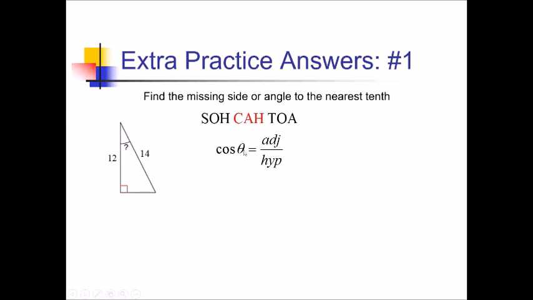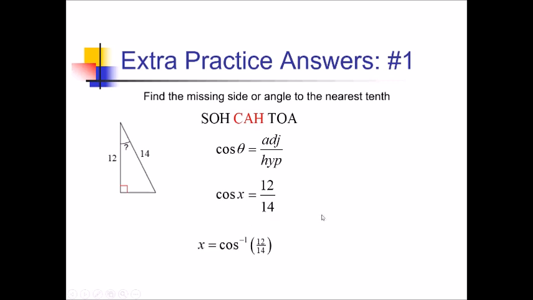So for my cosine, my angle here, I don't know the angle, so I'm going to call that x. That's what I'm actually solving for. The adjacent side, that's this non-hypotenuse touching side here, that's 12. And the hypotenuse is 14, that's always across from the right angle. To actually get x, I'm going to need to do an inverse trig function, cos inverse of 12 over 14.